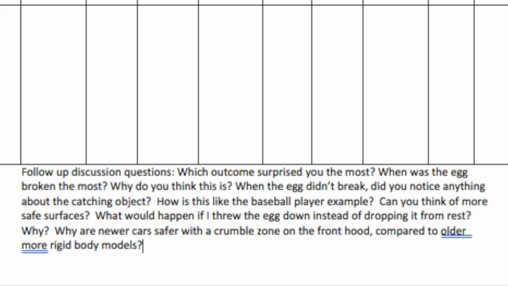Why are newer cars safer with a crumple zone in the front hood compared to older, more rigid body models? Because it increases the time of the collision when the hood of the car, where the engine is, is able to crumple and compress like a spring. It absorbs the blow, so it protects the driver more.